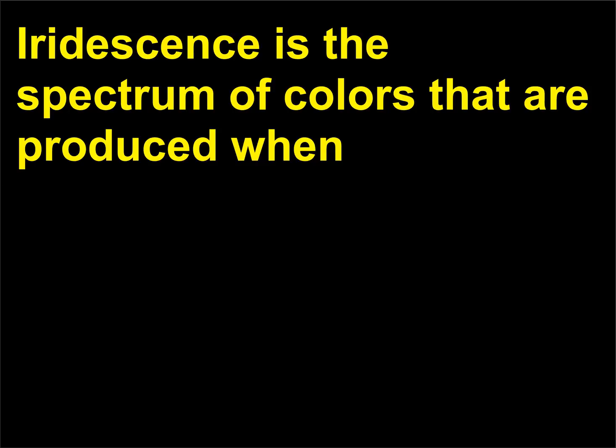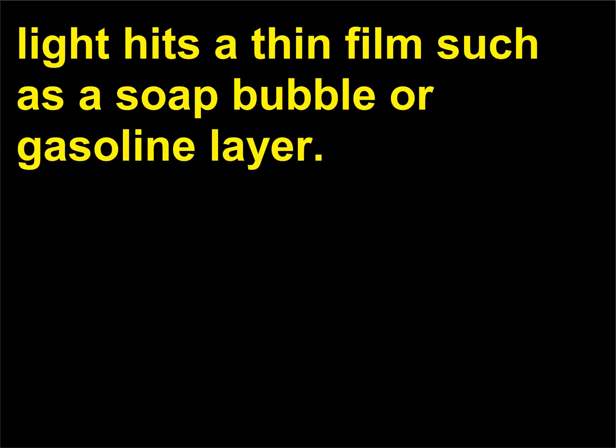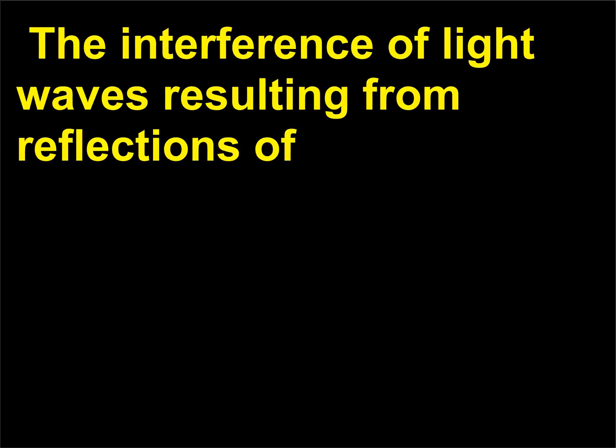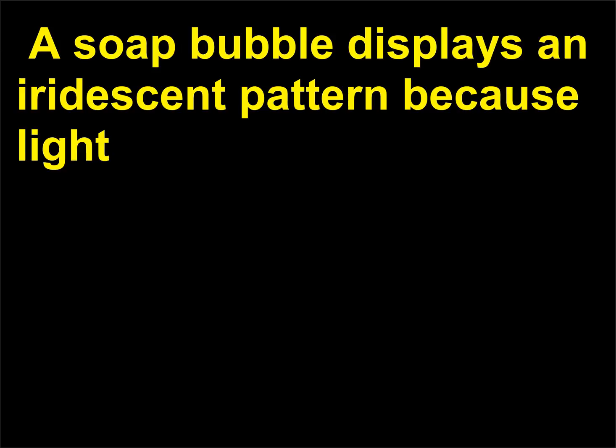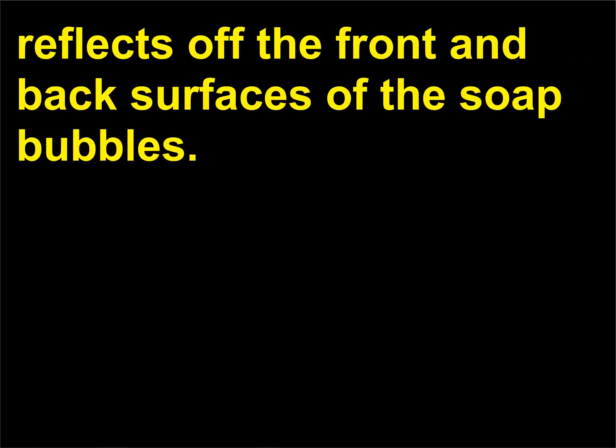Iridescence is the spectrum of colors that are produced when light hits a thin film such as a soap bubble or gasoline layer. The interference of light waves resulting from reflections of light off the two surfaces of the thin film causes iridescence. A soap bubble displays an iridescent pattern because light reflects off the front and back surfaces of the soap bubbles.